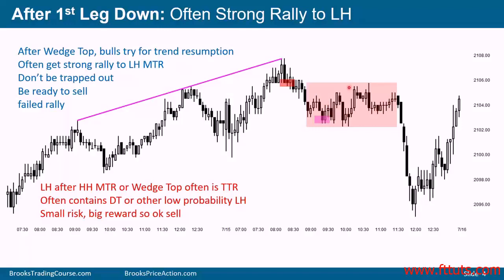Whenever you do get a lower high major trend reversal after a higher high major trend reversal, it often is basically a tight trading range. But within it, there's often some kind of a pattern, like an expanding triangle or a double top here, a bear reversal, and then a small wedge rally. If you're prepared for a bigger second leg down, you can be selling.